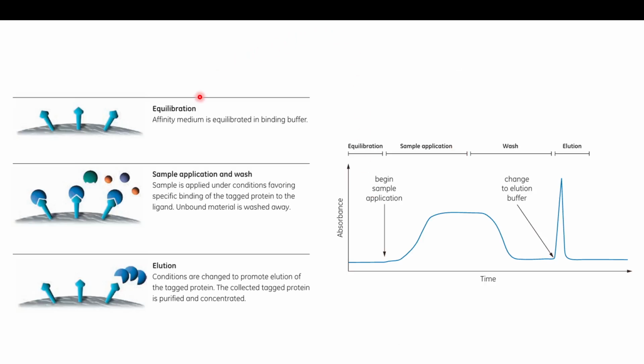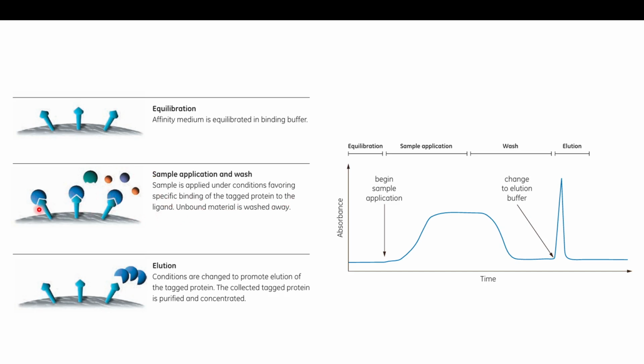Now this is the same profile as how we looked at ion exchange chromatography and HIC. You have to equilibrate your column. Affinity medium is equilibrated in binding buffer. Sample application and wash: you apply your sample under conditions favoring the specific binding of the tagged protein to the ligand. Unbound material is washed away.